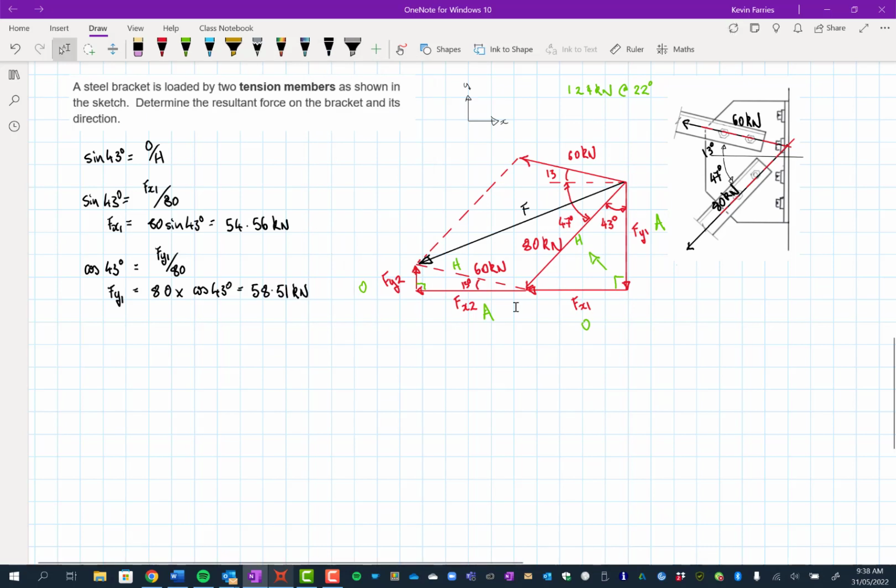Does that agree with what we're saying? So this is less than 45, so that one should be smaller than that one, but they should be pretty close, and that's exactly what we've got there. So it looks like we've got the right answers for that one.